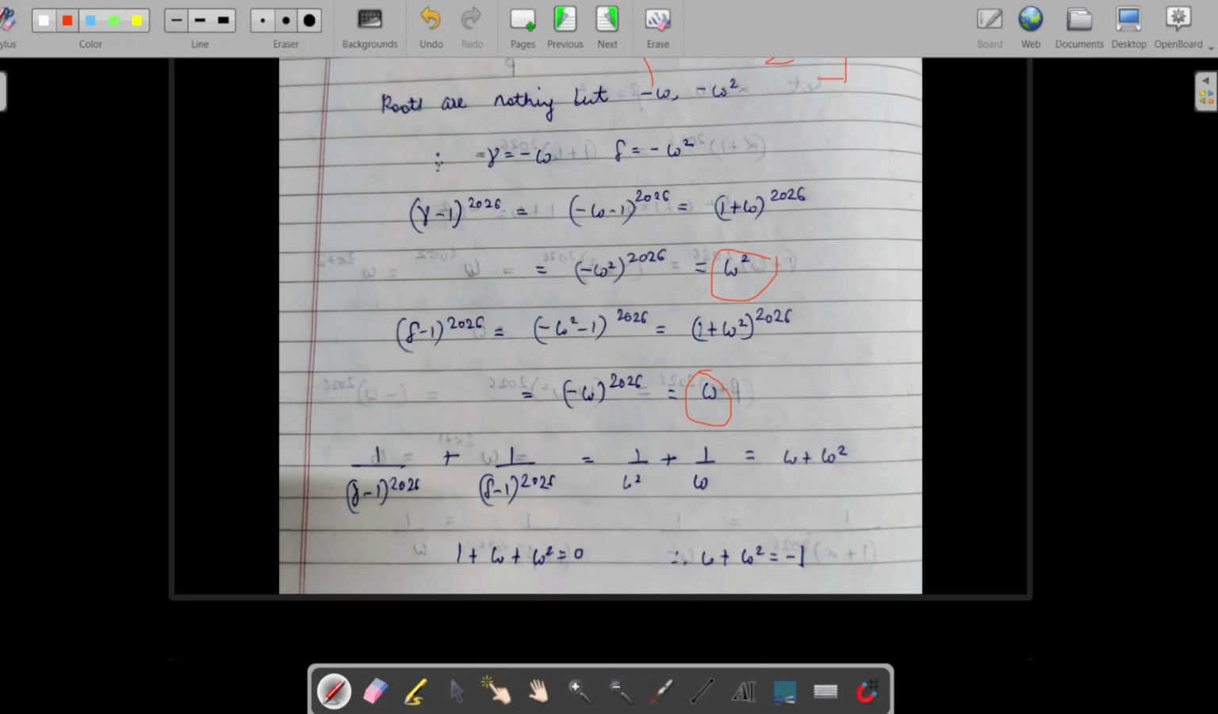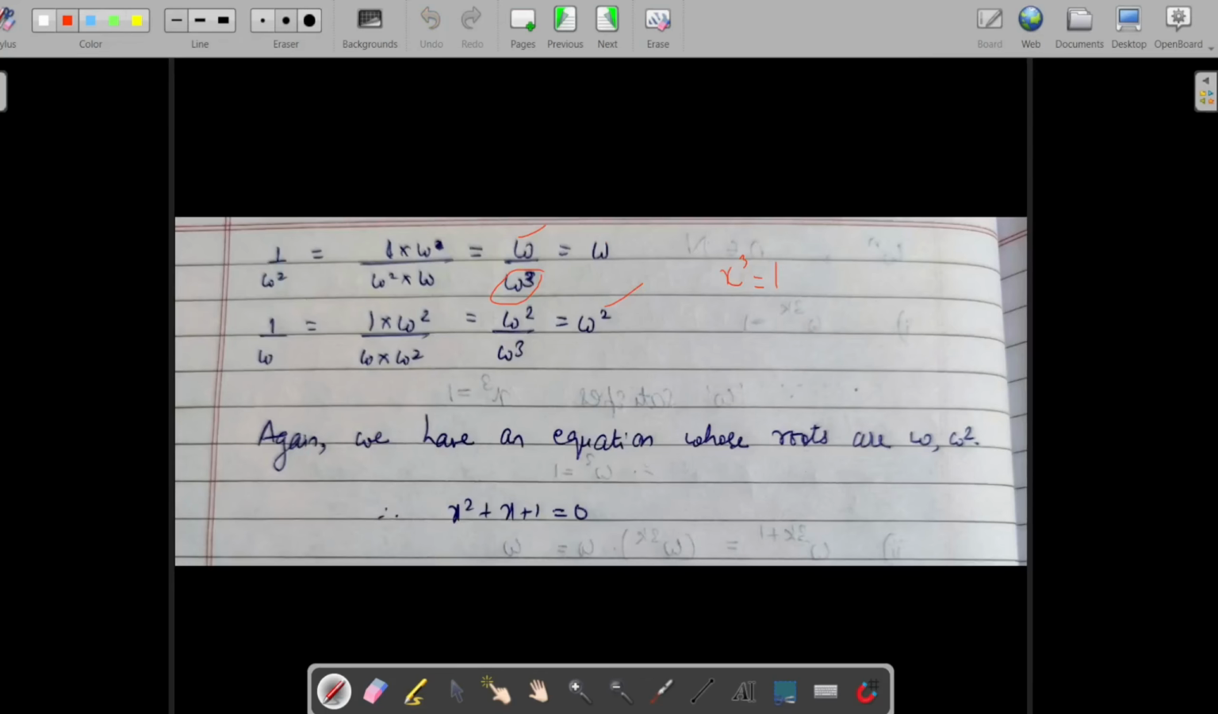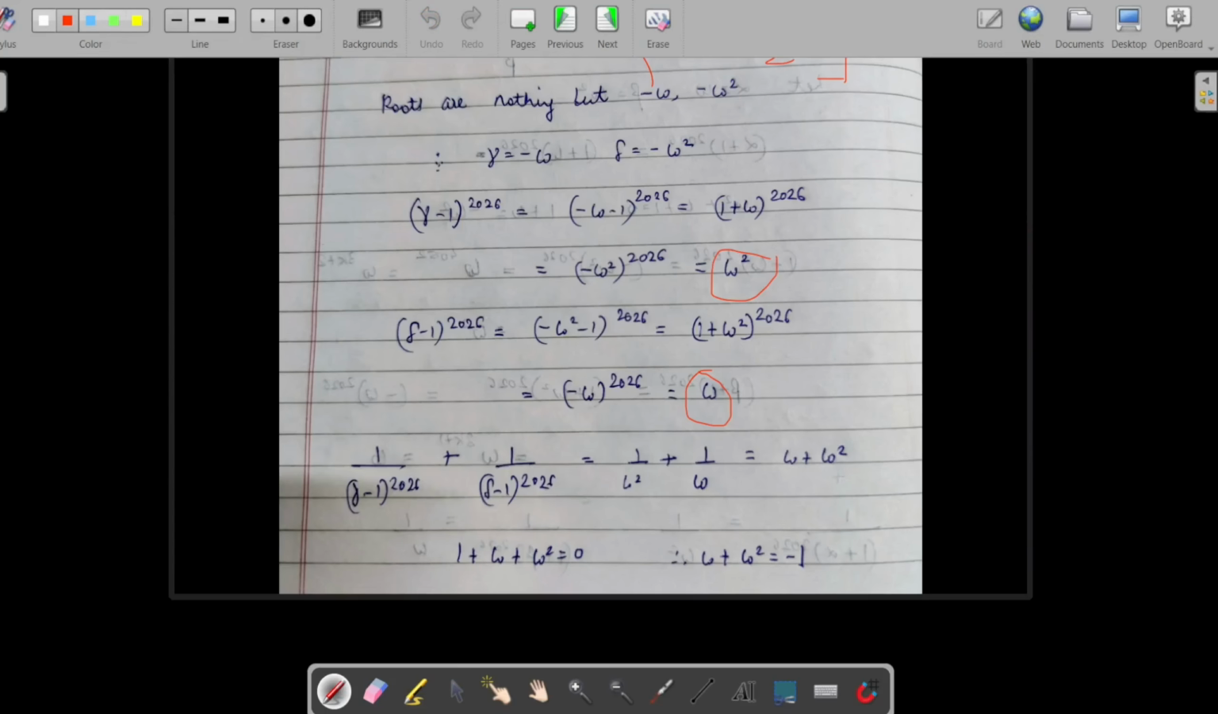Again, multiply this by omega, this by omega square, similar to how we did it here, and the values would be omega and omega square. Now we know 1 plus omega plus omega square is 0, because omega and omega square are the roots of x square plus x plus 1. So omega plus omega square will be nothing but minus 1.